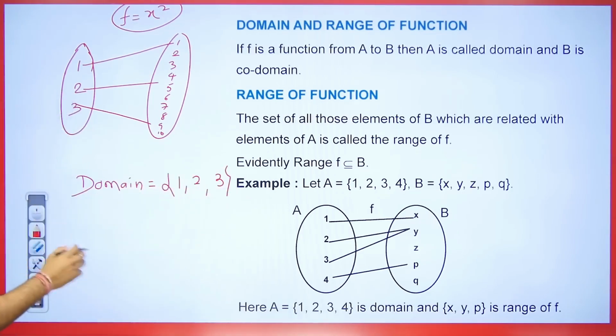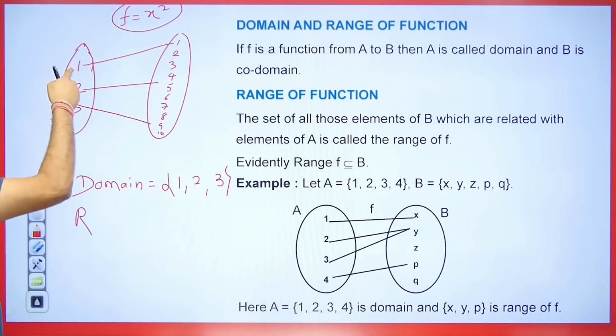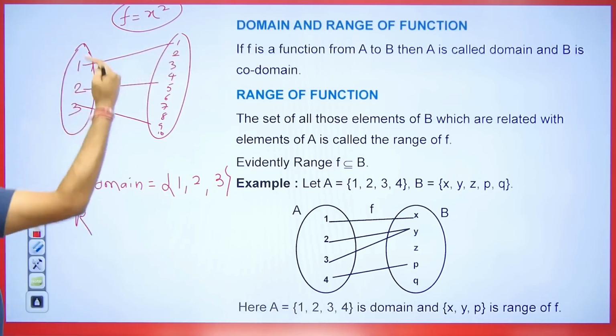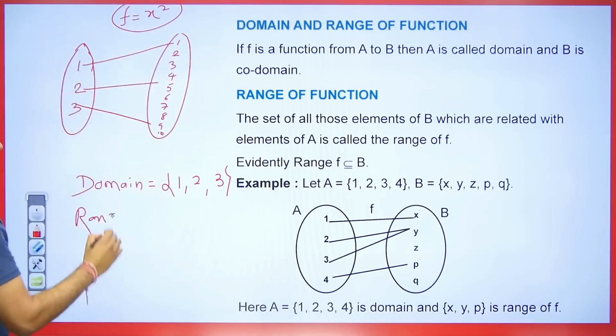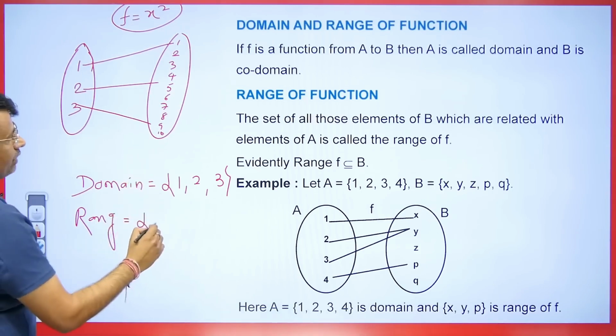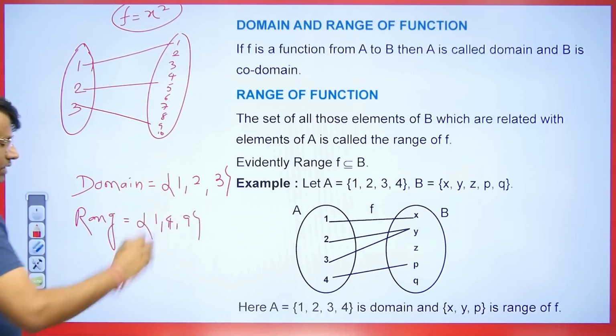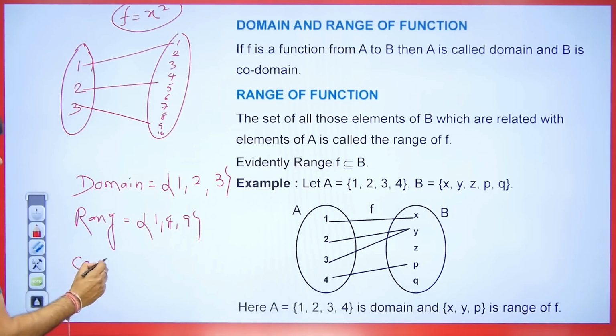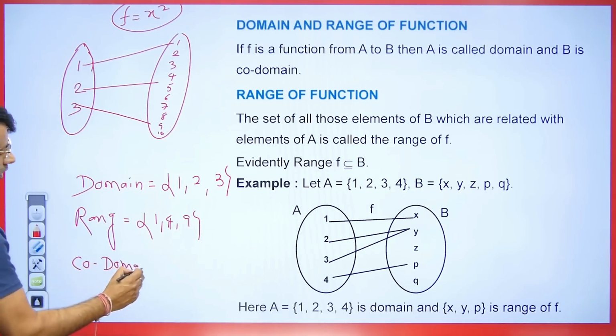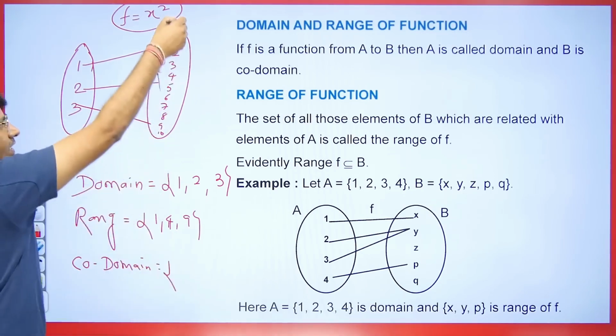And another important term is range. So what is range? All the elements which are connected here, yes, the elements which are connected here will be the range, right? So here the first range will be 1, other will be 4, and next range will be 9. Now, my dear students, it may also ask you what is the codomain, right? So what will be codomain? Codomain is made up of all these elements.